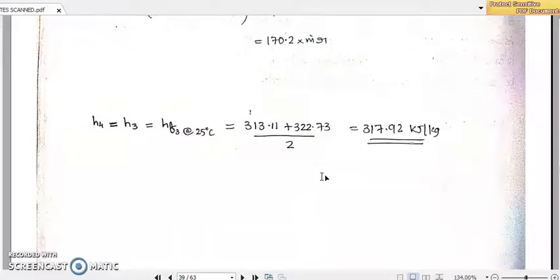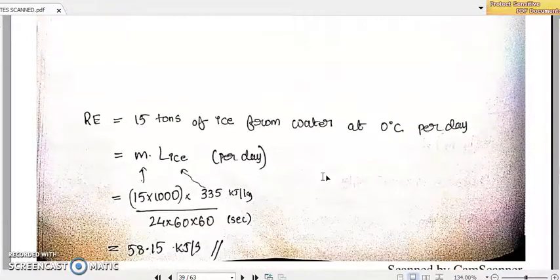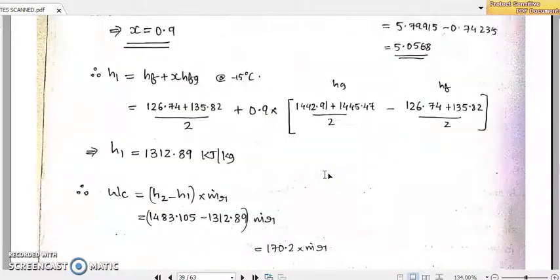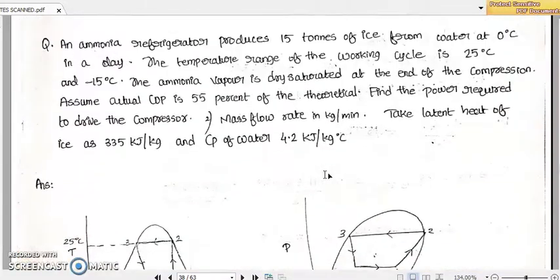Now let us proceed to find the mass flow rate of the refrigerant. How can we find the mass flow rate? Is any idea given in the question? This ammonia refrigerator is producing 15 tons of ice from water at 0 degrees Celsius in a day. That is one idea given in the question, which till now we haven't utilized.